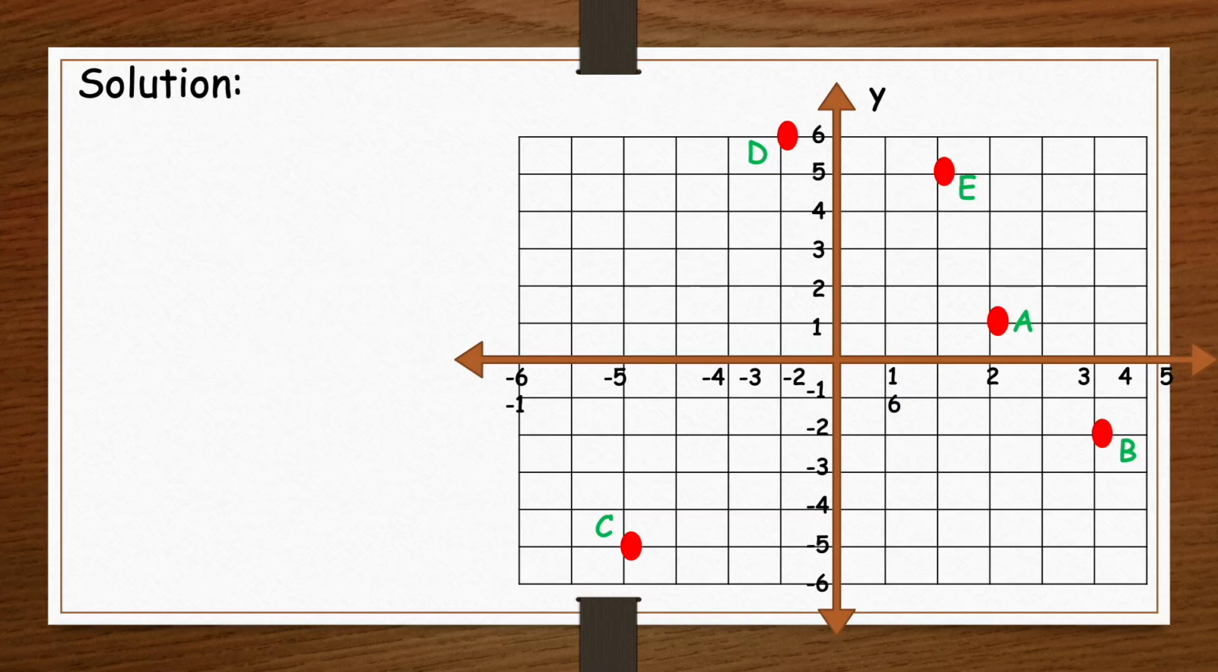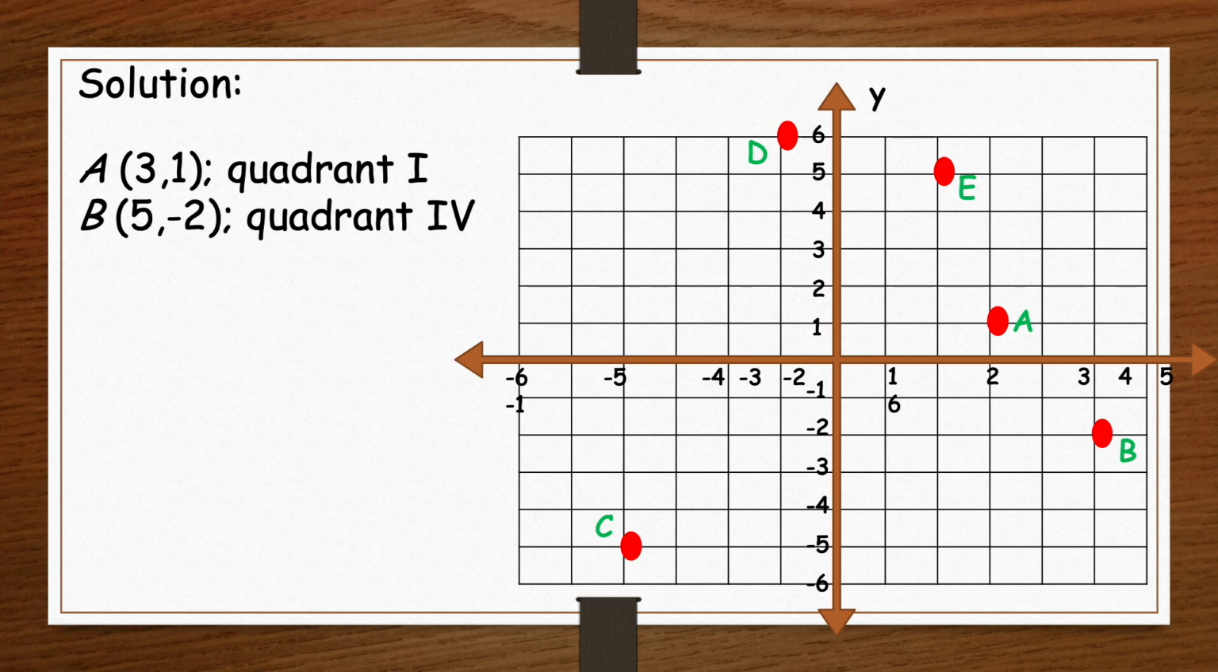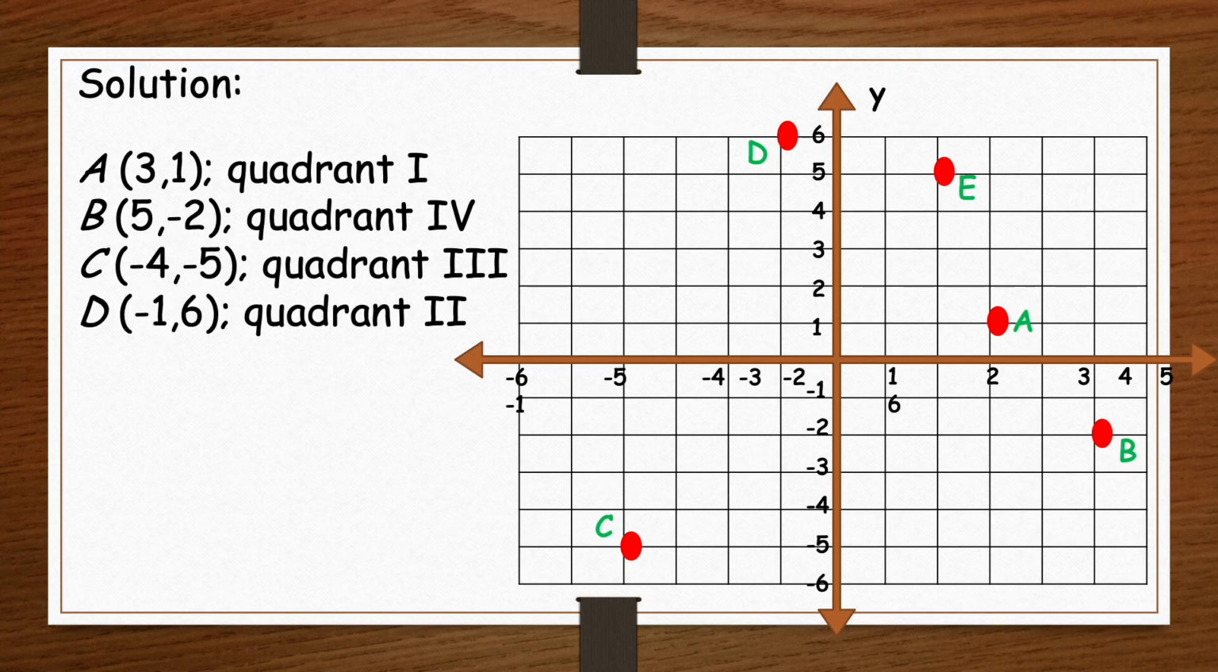So for the solution, point A is located at (3, 1), which is quadrant 1, while point B is located at (5, -2), which is in quadrant 4. The next point, point C, is located at (-4, -5), which is quadrant 3. And point D is located at (-1, 6), which is in quadrant 2. And the last point, or last dolphin, is located at (2, 5), which is quadrant 1.